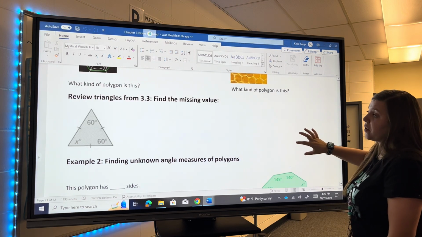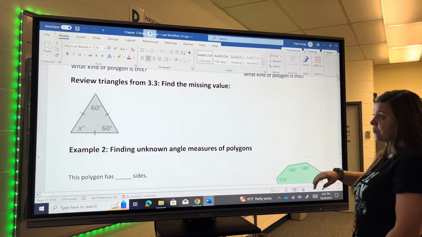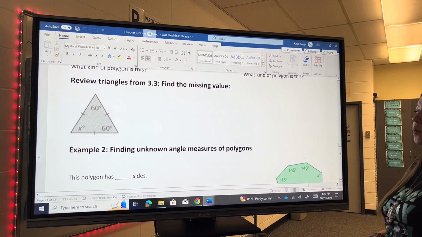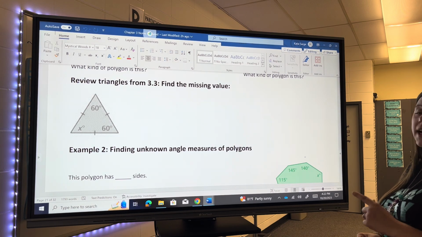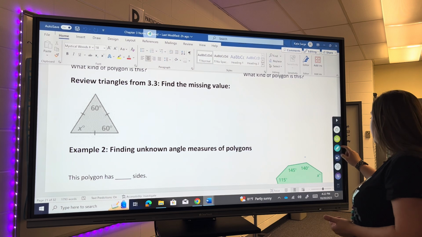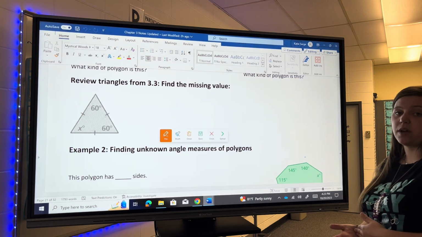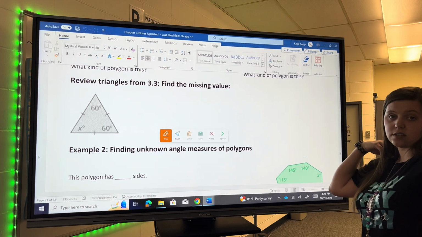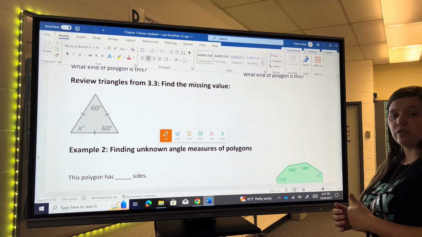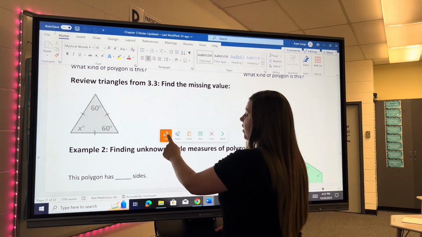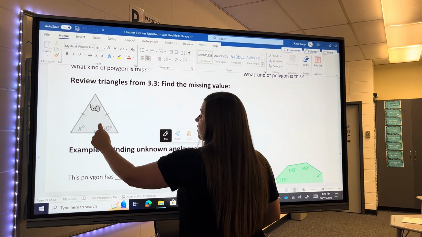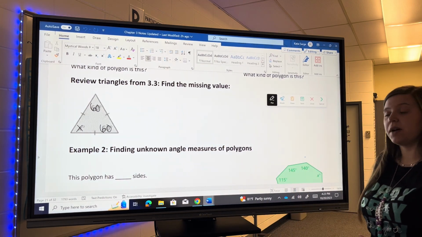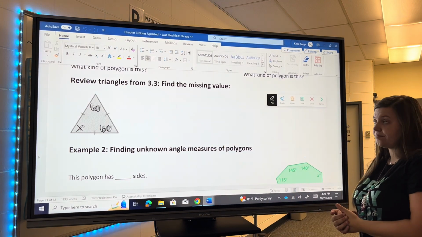Reviewing triangles from 3.3. So in the last section we learned that the interior angles of a triangle add up to 180, and we could use that knowledge to find the missing angle. We had to write it out as an equation. It was really, really important that you did that because they didn't always give us nice numbers, so we had to solve the equation in order to find the missing angle. Here they give you the numbers 60, 60, and x. So how would we have gone about solving for that missing angle?